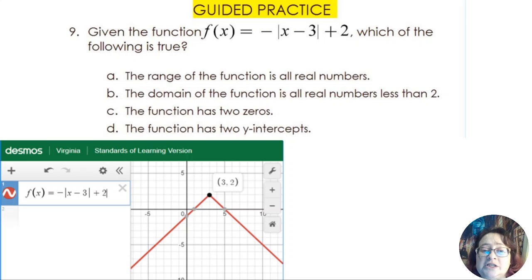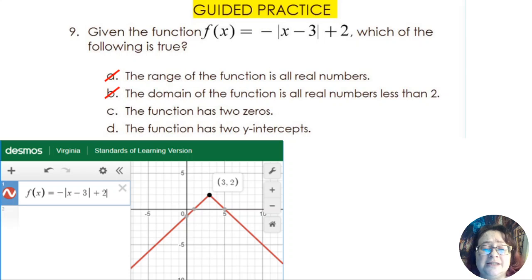A says the range of the function is all real numbers. Well, range is never all real numbers, and the range of this function goes from 2 down to negative infinity, which means the range is going to be that y is less than or equal to positive 2. So I'm going to mark out answer choice A. B says the domain of the function is all real numbers less than 2. That would be the range. The domain is all real numbers, so I'm going to mark that one out too.